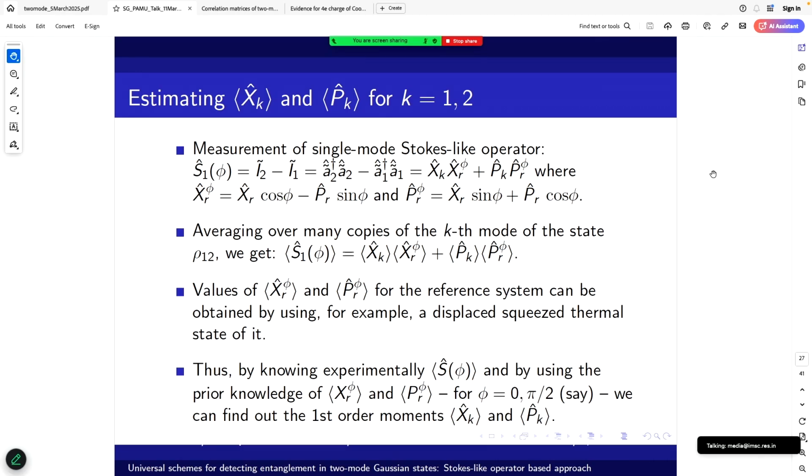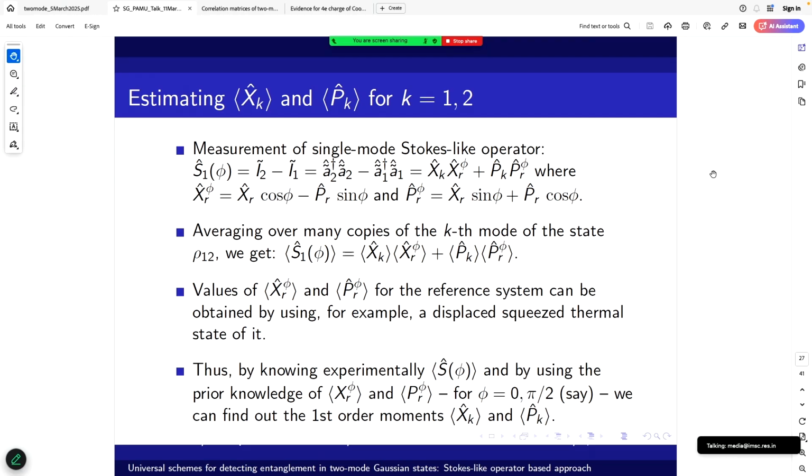Okay, good. So, by knowing this, you can experimentally figure out this, because you have the two mode Gaussian state, and on one mode you are doing this kth mode measurement. So, you can figure out what this value is, because it is one of the Stokes operators. I am doing intensity measurement, so I can figure that out. Now, I know this side value, and I know these local oscillator average values. What I need to figure out are these values. How will I do that?